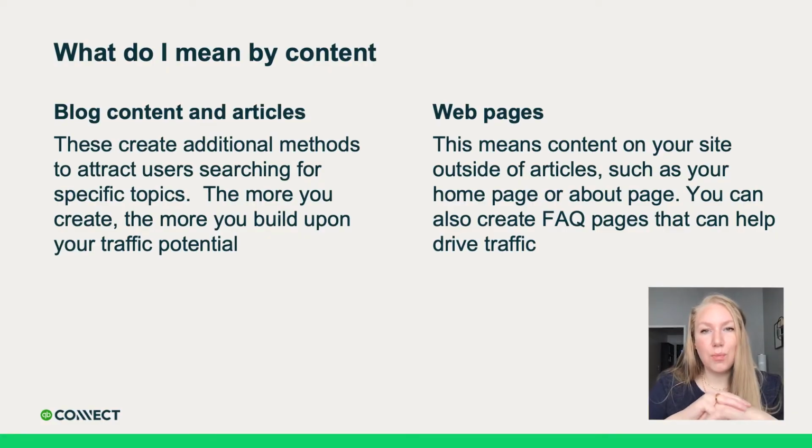When referencing content, I want to take a moment to define what exactly I mean. Content can be in many forms. A common example is blog articles, which are a great way to attract users looking for answers for specific topics. The more blog posts and articles that you create, the more traffic you will acquire for them. Another type of content is your standard web page. These are basically different sections of your website. This could be your home page, an about page, or even areas like FAQ pages. All of these pages have the potential to target specific parts of the user journey and bring those people to your website.